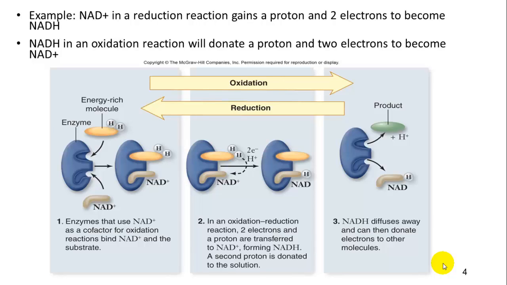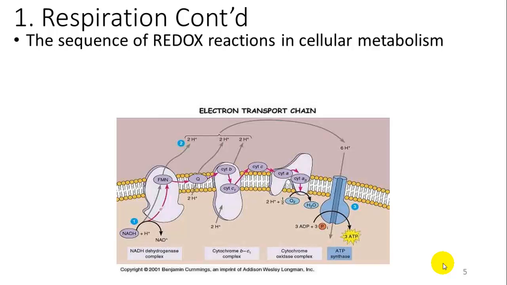So one of the reactions which is prevalent in cellular respiration is the reduction of NAD+, which is a similar molecule to NADP in photosynthesis. And it gains a proton and 2 electrons to become NADH. The opposite of that is the oxidation of NADH, which donates a proton and 2 electrons to become NAD+. So respiration then is a sequence of these redox reactions.